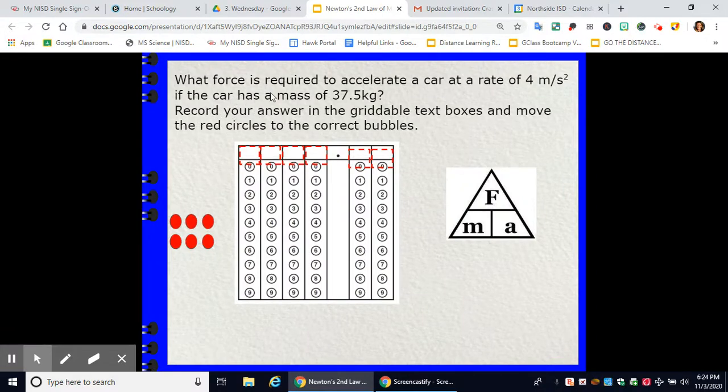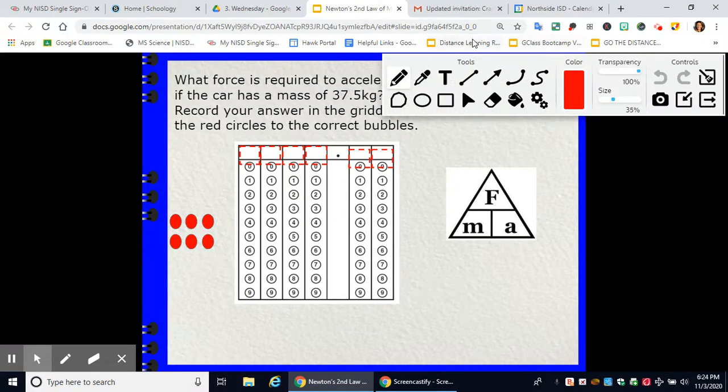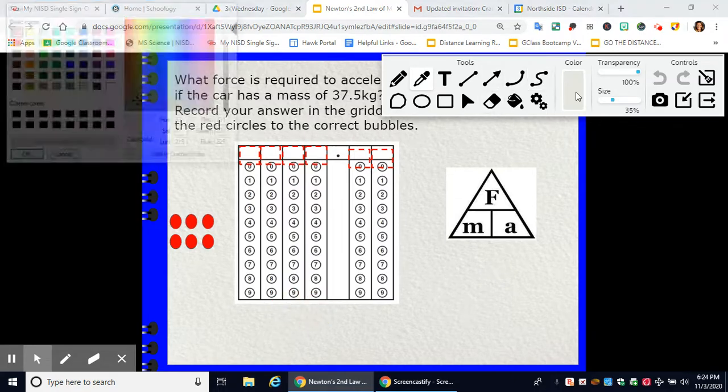Next problem. What force is required to accelerate a car at the rate of 4 meters per second squared if the car has a mass of 37.5 kilograms? We could record our answer in the griddable, but first we have to understand what they are asking us for. They're asking us for the net force, so we're trying to solve for force.